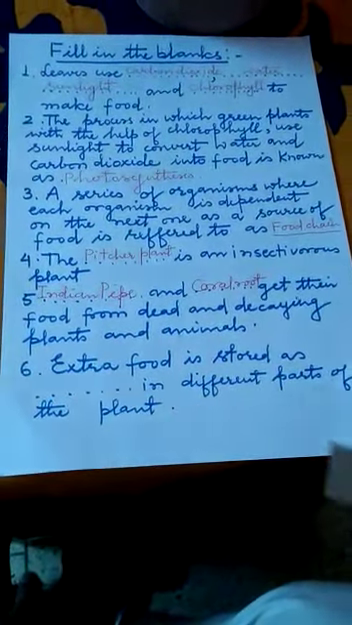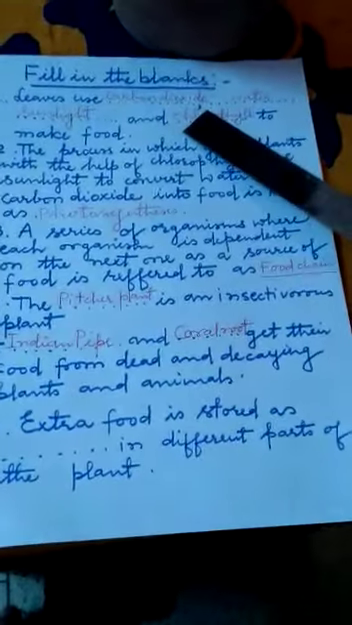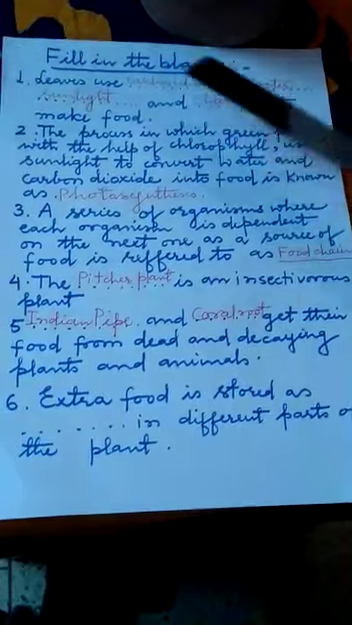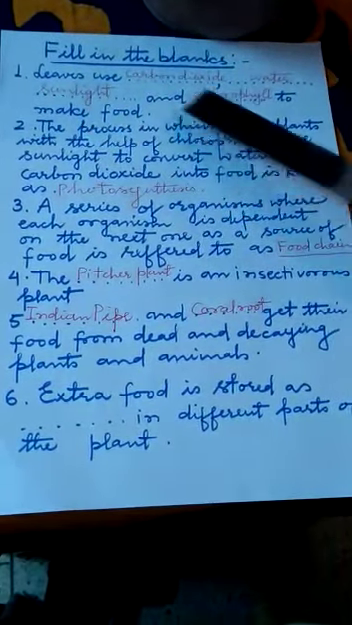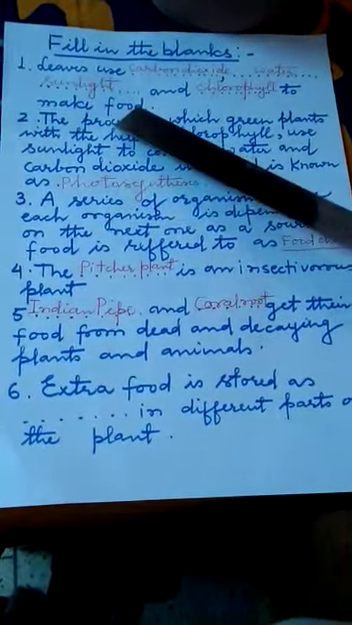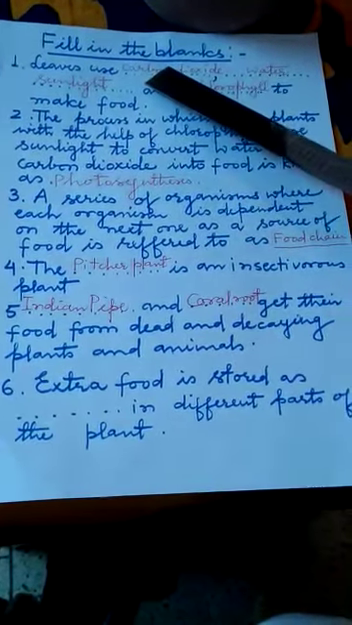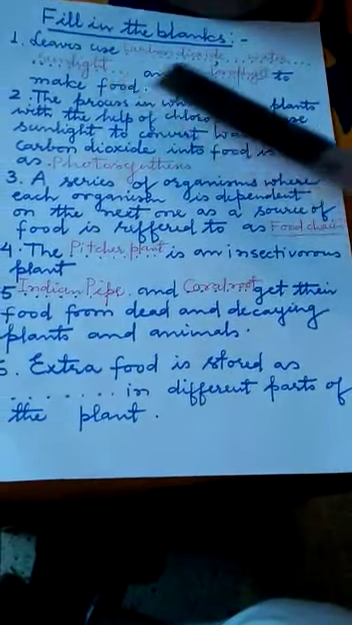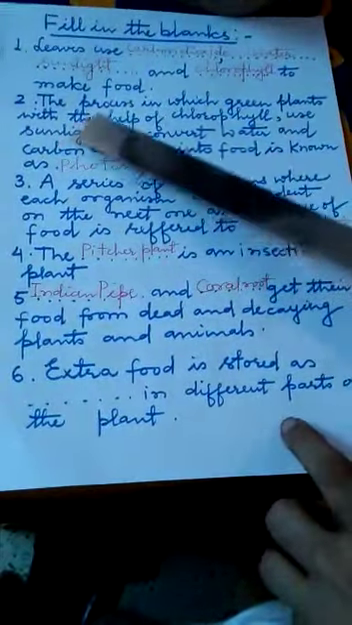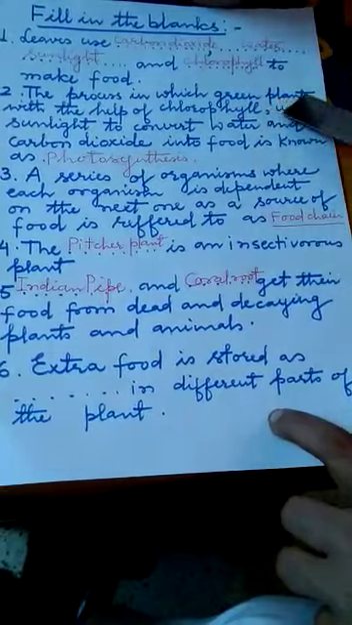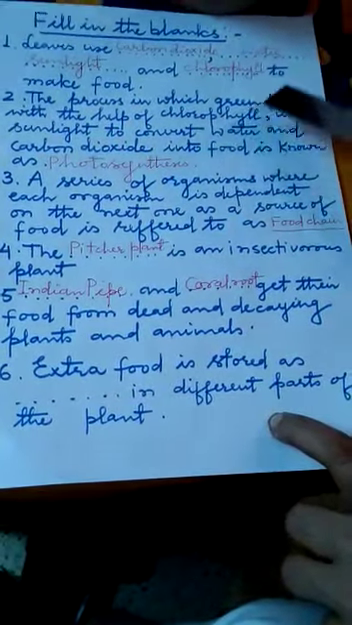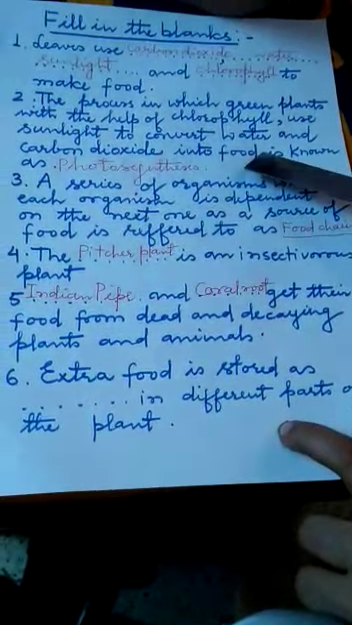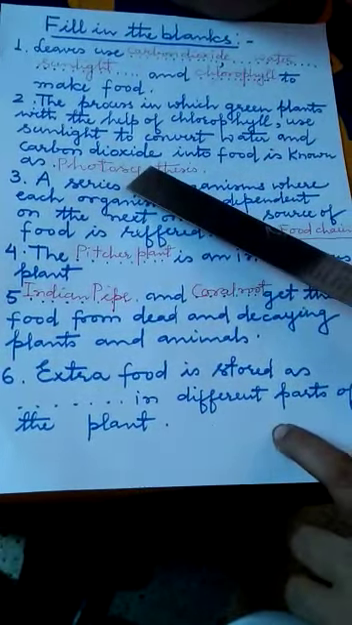Now, children, for the revision, we should go through the fill in the blanks. Leaves use carbon dioxide, water, sunlight, and chlorophyll to make food. Yesterday, we came to know that the raw materials for photosynthesis are carbon dioxide, water, sunlight, and chlorophyll. Second, the process in which green plants with the help of chlorophyll use sunlight to convert water and carbon dioxide into food is known as photosynthesis.